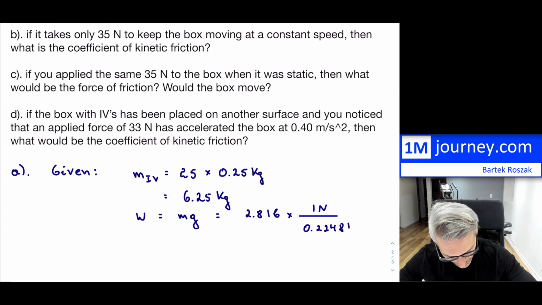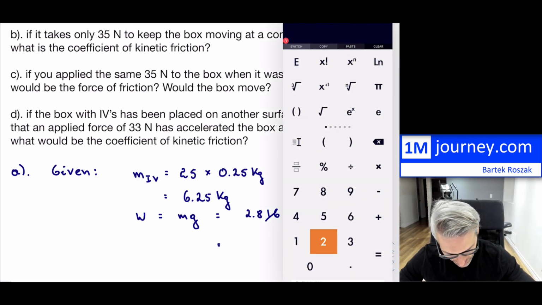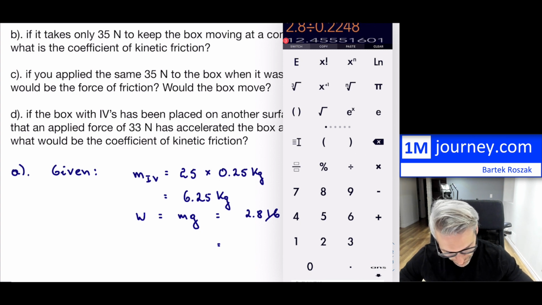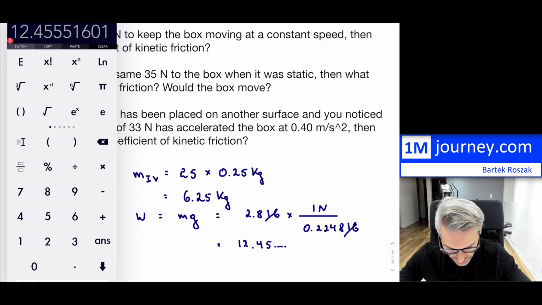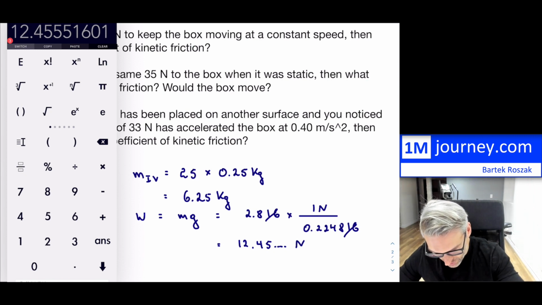So it's 0.2248 pounds per newton. So the pounds will cancel off, and all you're going to get is now the actual newtons, which is going to be 2.8 divided by 0.2248. So that's going to be approximately 12.4, and then there's a bunch of 5s there. Now I'm going to just keep this for the moment. This is in newtons.